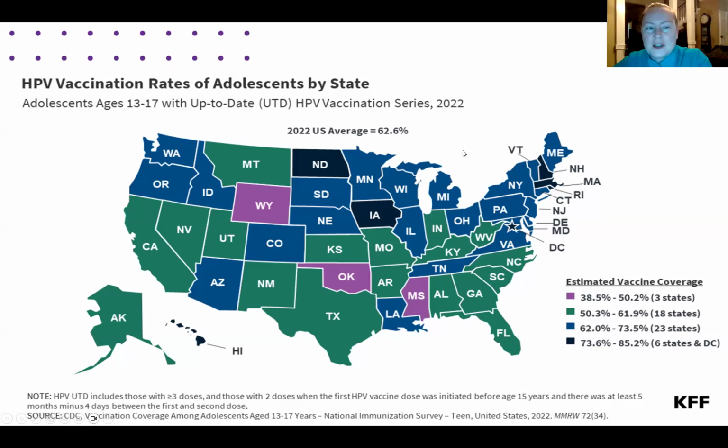This is our HPV vaccination rates as of 2022, and this is from the Kaiser Family Foundation. Again, that'll be linked later for you. Over in the right-hand corner, you'll notice that we have a key or an index of your estimated vaccine rates. And many of our states are, again, like a report card, we're failing. The purple states down here are failing.